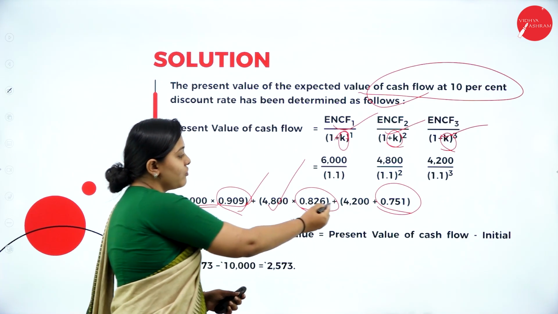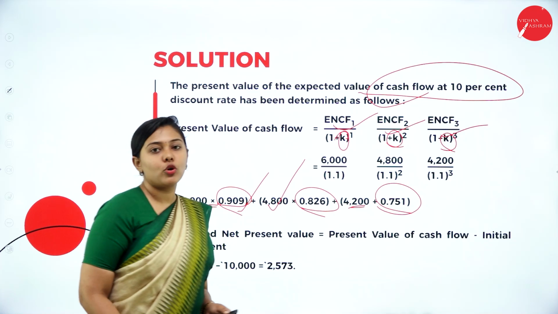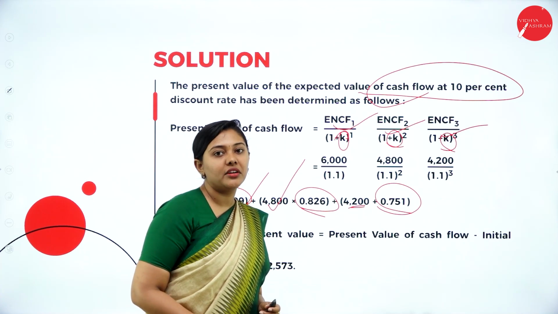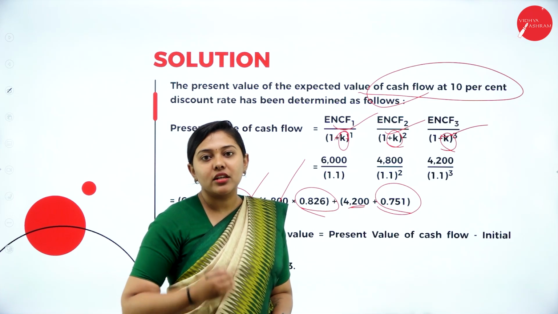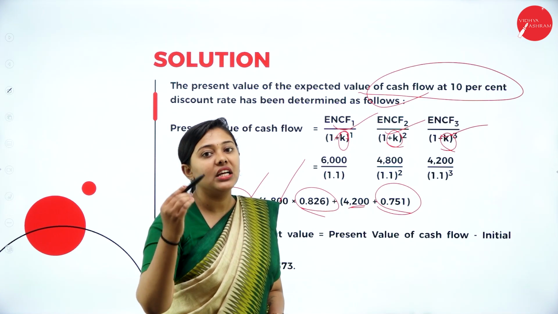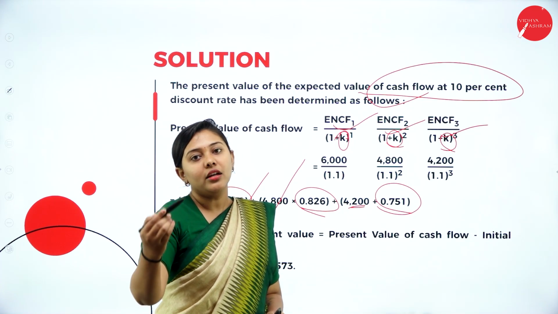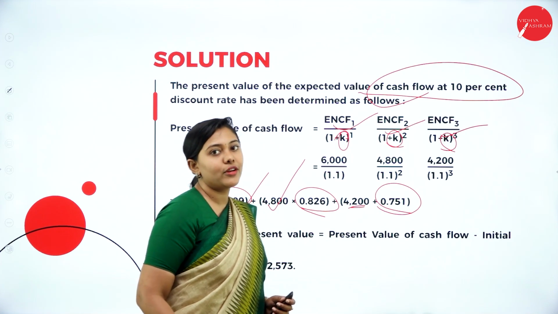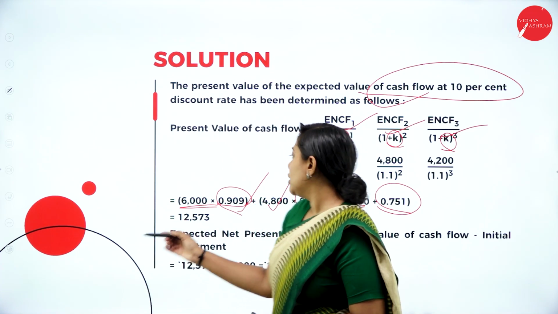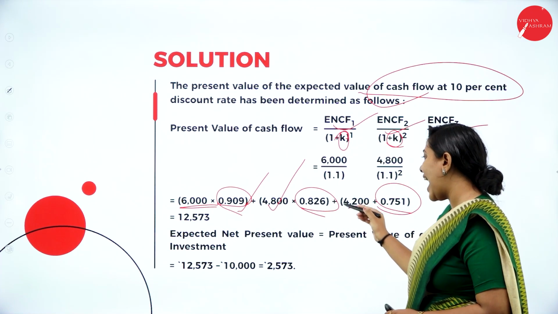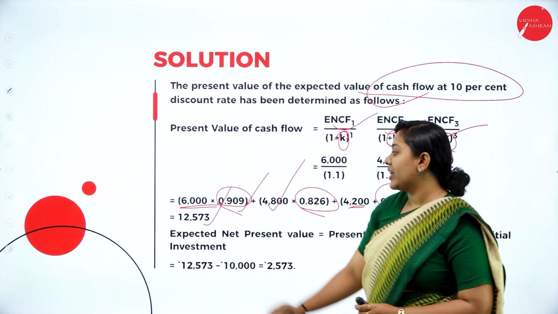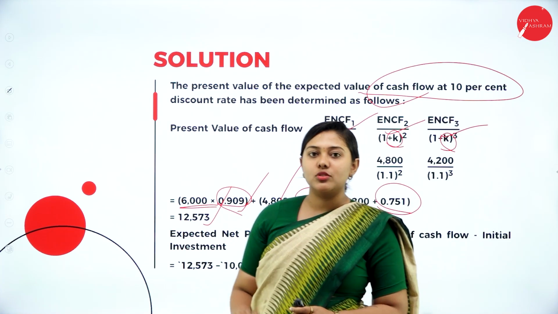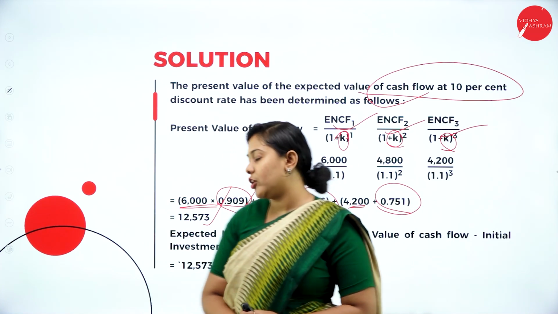And moving forward for the third year, the net cash flow is how much? Expected net cash flow is how much? 4,200, and the discount factor rate at your PV table for year 3, that is your 10% discount factor, PV factor, that is 0.751. That is the value. So, if you multiply the values and add them, the summation of that, you will get how much? 12,573. So, 12,573 you have got.